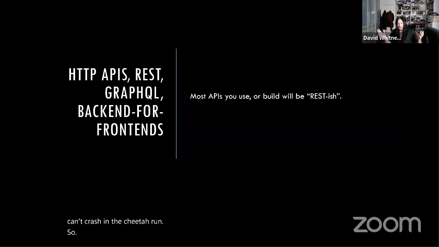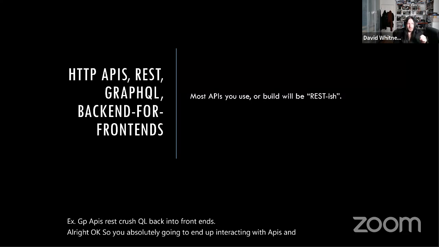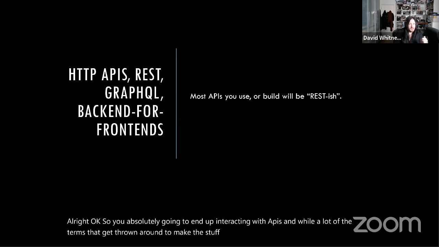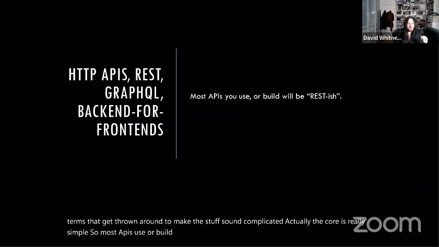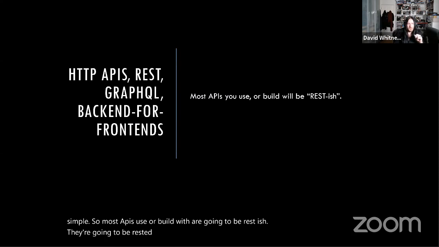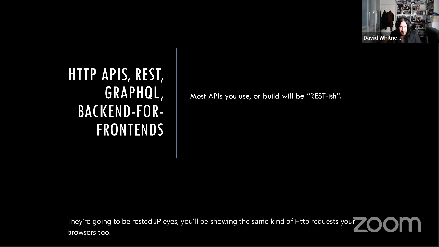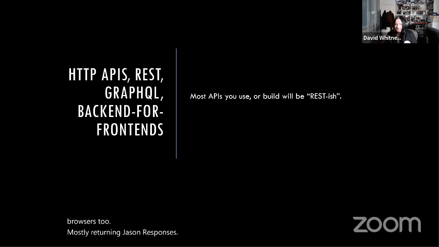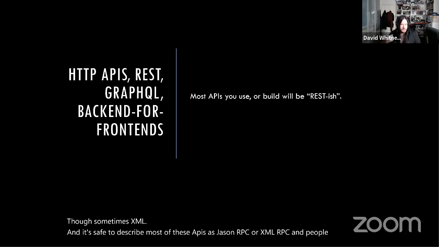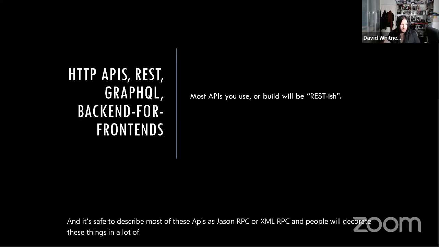HTTP APIs, REST, GraphQL, backends for front ends. All right, you're absolutely going to end up interacting with APIs. And while a lot of the terms that get thrown around make the stuff sound complicated, the core is really, really simple. Most APIs you use or build with are going to be REST-ish APIs. You'll be issuing the same kind of HTTP requests that your browsers do, mostly returning JSON responses, though sometimes XML. It's safe to describe most of these APIs as JSON RPC or XML RPC. People will decorate these things in a lot of different standards and tools, but they're all one of those two things.